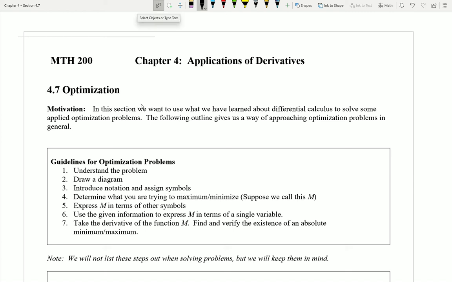In section 4.7, we're going to start to talk about how we can use the ideas of what we've learned about computing derivatives to help solve some problems. We're going to be interested in optimizing certain quantities.